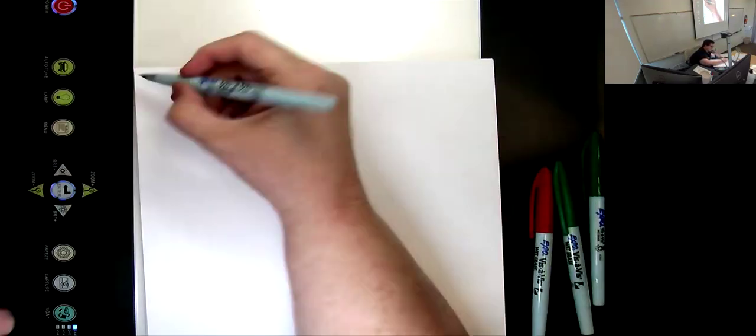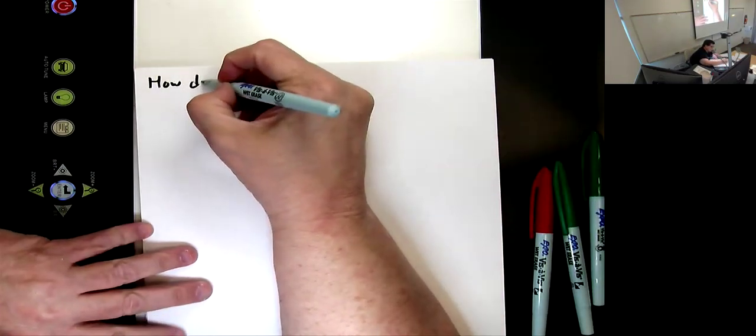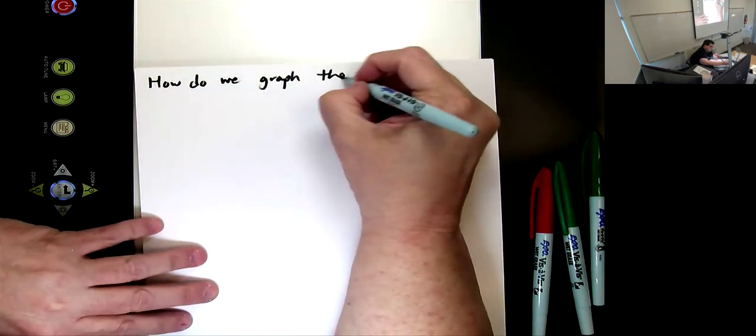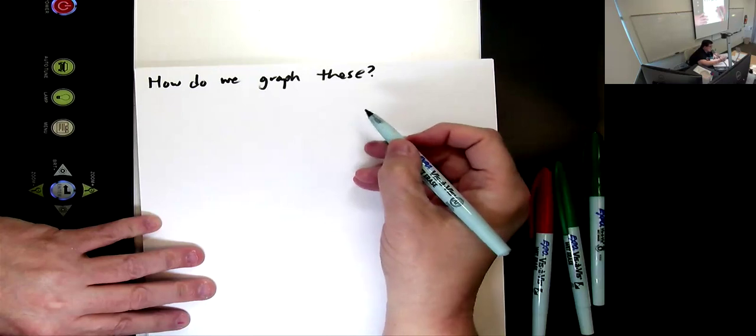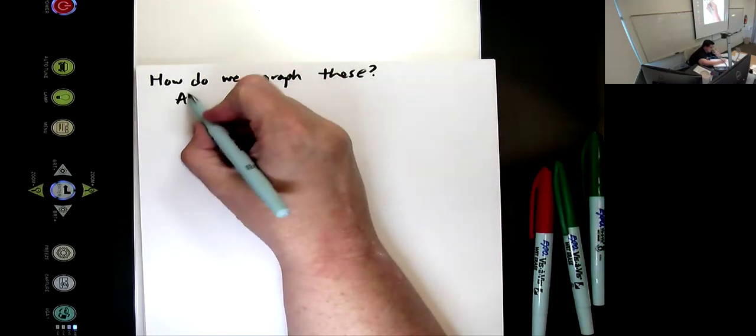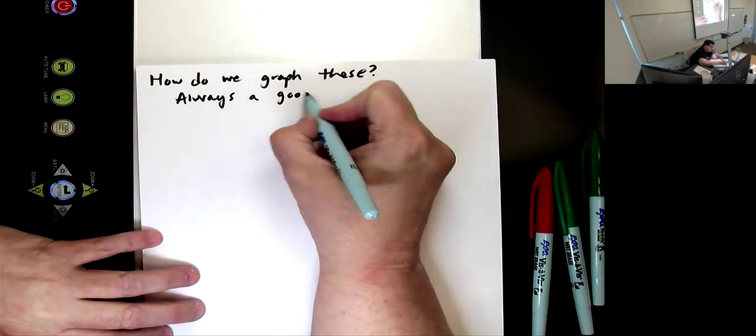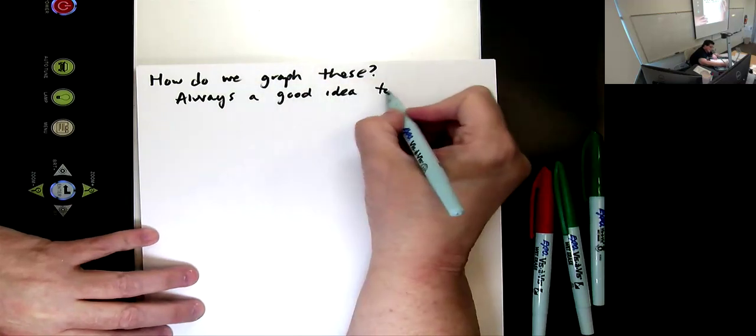All right. So how do we graph these? A couple of things we're going to do. Always a good idea to plot any intercepts.